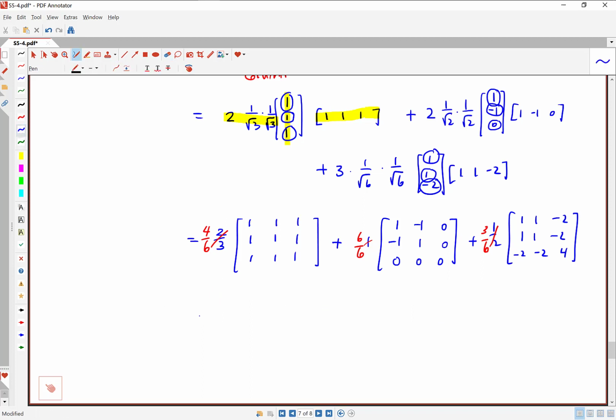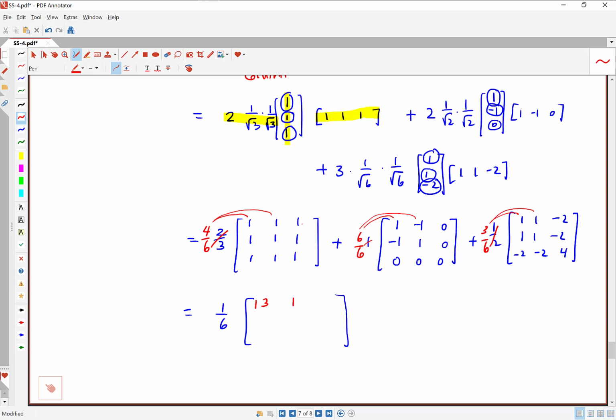Now, a faster way of doing this is just to recognize everything's going to be over 6. So we'll keep a big 1 over 6 out in front. And then if you want your upper left entry, you'd go, well, 4 times 1 plus 6 times 1 plus 3 times 1. So that's 13. And then if you want, say, row 1, column 2, you'd be going 4 times 1 plus 6 times minus 1 plus 3 times 1. So if you had a calculator, you could just be typing that in probably relatively quickly. So that would be 1. And we'll just do the same thing all the way through the matrix.